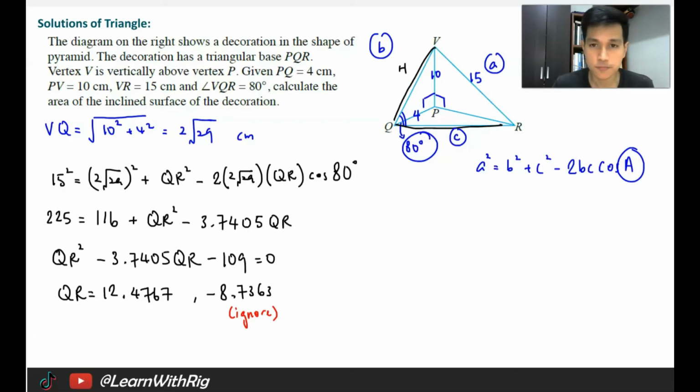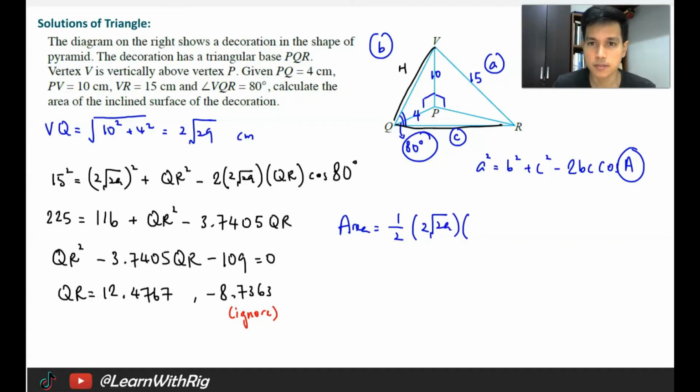You can use your Heron's formula, or you can use the first formula, which is the AB sine C, because you have the angle, you have the two lengths next to it. So in this case I'm just going to use that, okay, because it's much easier. So the area equals to 1 over 2. A is what? AB sine C. So in this case the A should be the hypotenuse, which is 2 root 29.